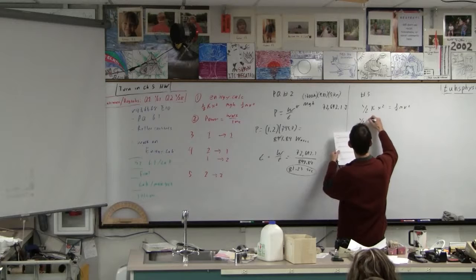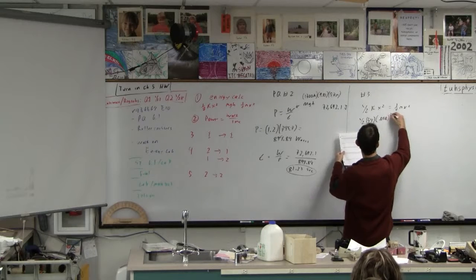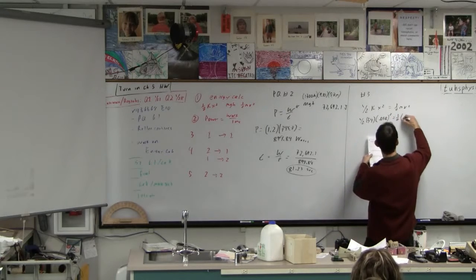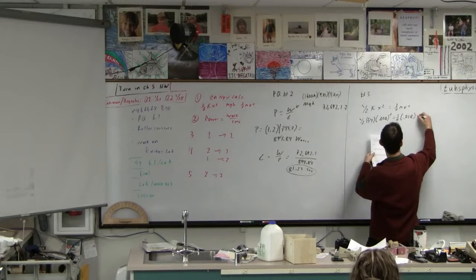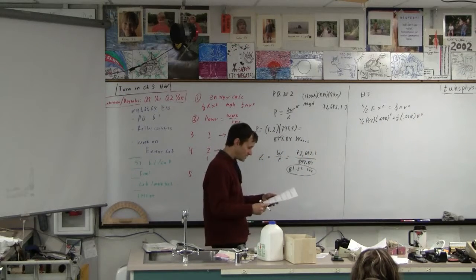So this is going to be one half, 34, and then it's 5.8 centimeters, so 0.058 squared is one half, and then this is 0.018. I think that's where we lost you probably, if you're not getting the right answer.